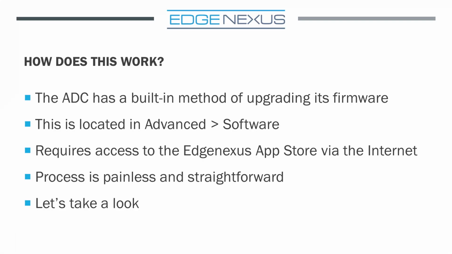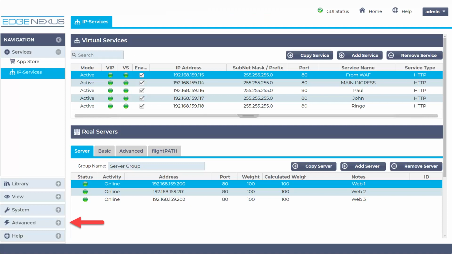Let's first consider the built-in method. Access to this is available through the Software section, within the Advanced Navigator menu. The process is painless and straightforward, but as mentioned earlier, your ADC requires access to the internet. Let's take a look. Select the Advanced menu within the left side navigator.